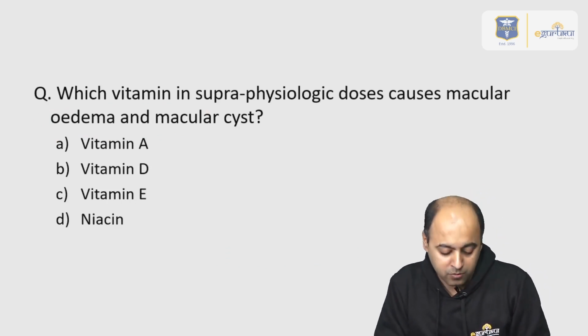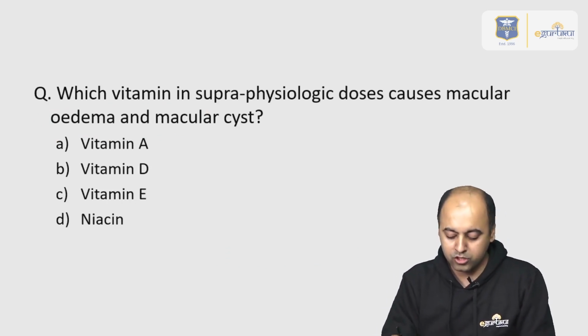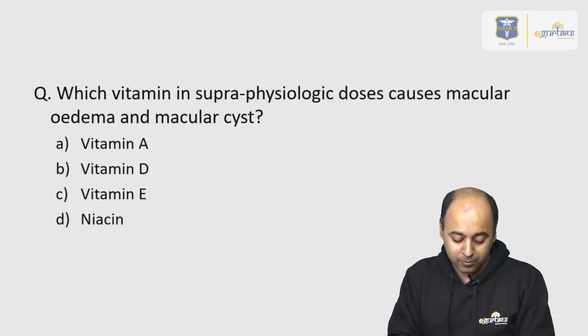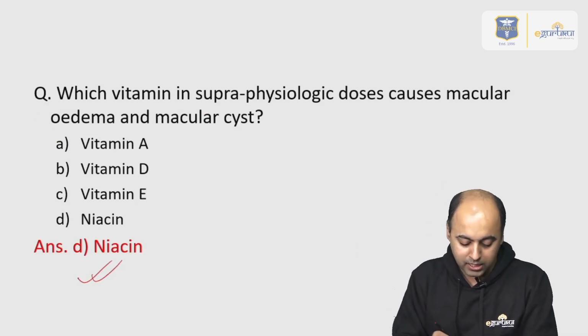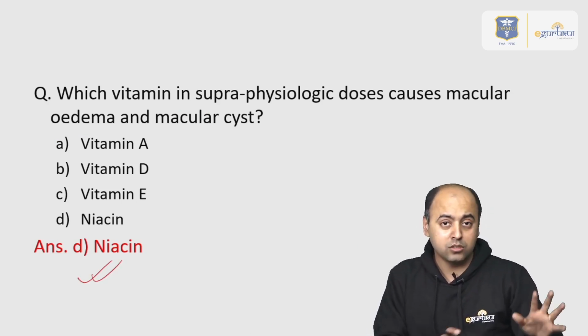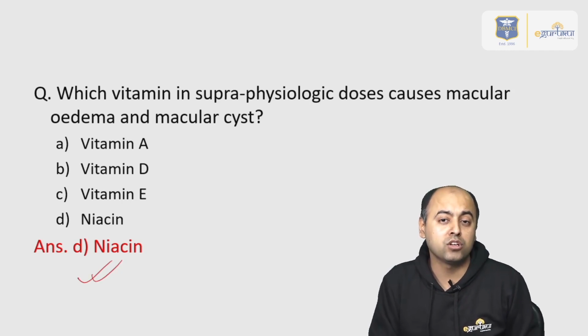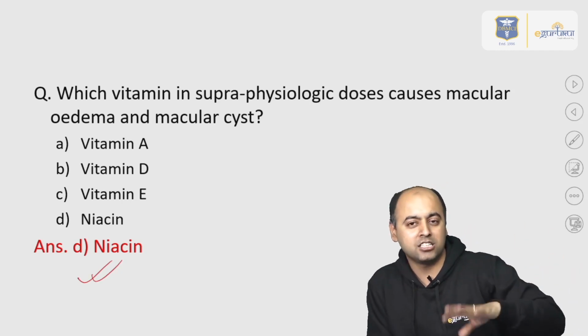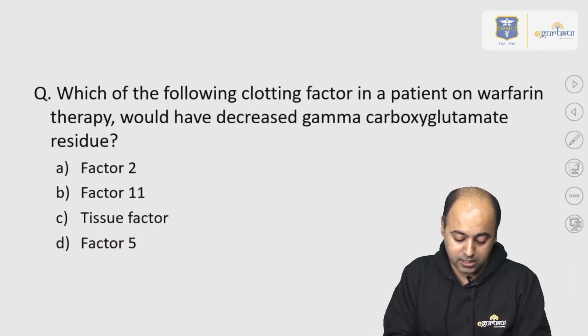Another question from vitamins: which vitamin in supraphysiologic dose causes macular edema and macular cyst? The answer again is niacin. So these were, you saw 7 questions from water soluble vitamins, 4 from B12 and 3 from B3, that is niacin.